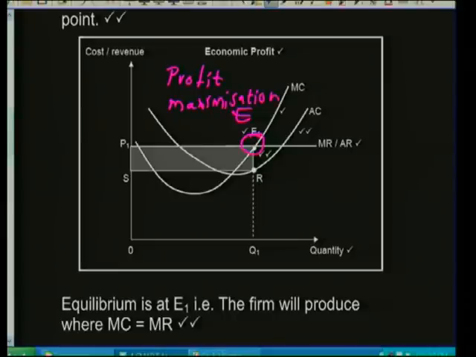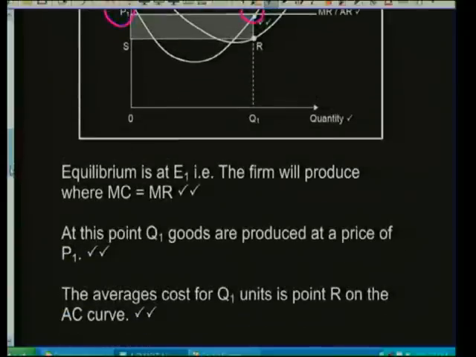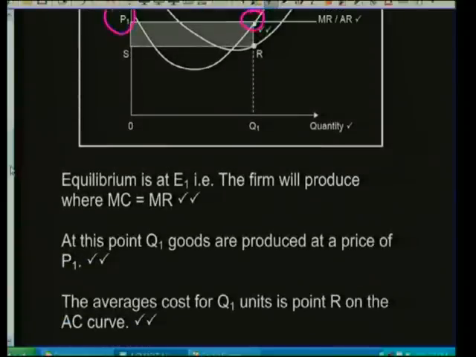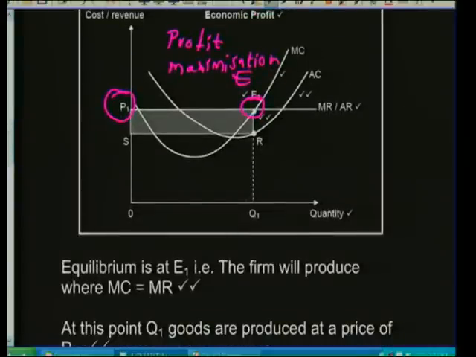And if you have to indicate the price, it will be P1. It doesn't have to necessarily be a specific amount. Equilibrium is at E1. In other words, the firm will produce where marginal cost equals marginal revenue. That's worth 2 marks. At this point, Q1. Now, I just want to go back so you can see where Q1 is. So that is the price, and this is the quantity that we are referring to.